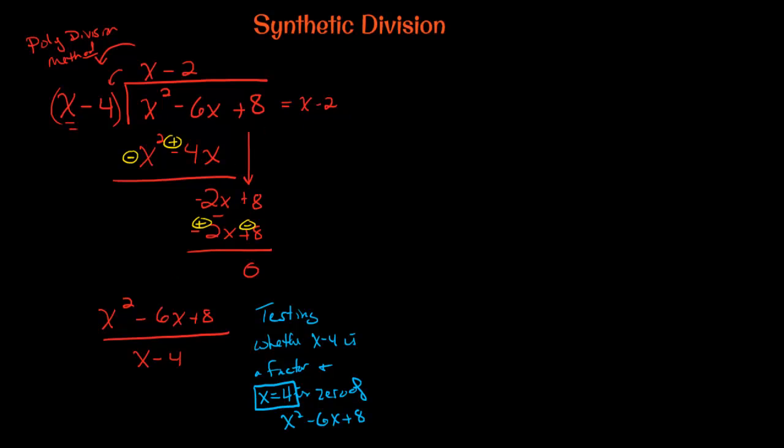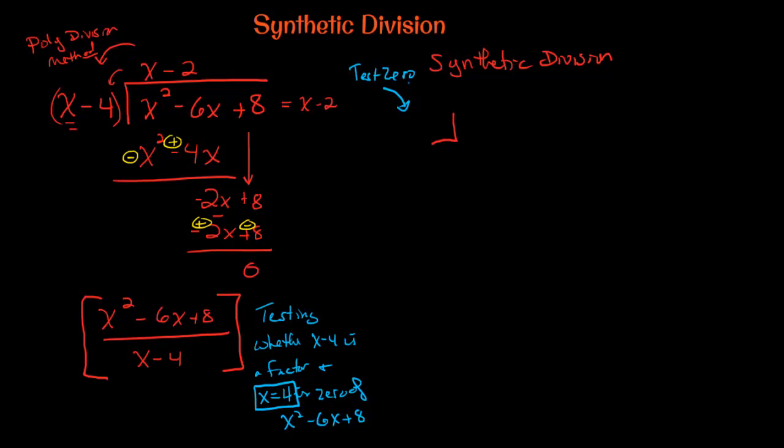So if we are asked to complete this problem using synthetic division, it has to be set up in a certain fashion. You're going to notice first there's going to be a little block over here to your left. In this block, we're going to be testing the possible 0. This right here is the test 0. It is the 0 that we are testing.